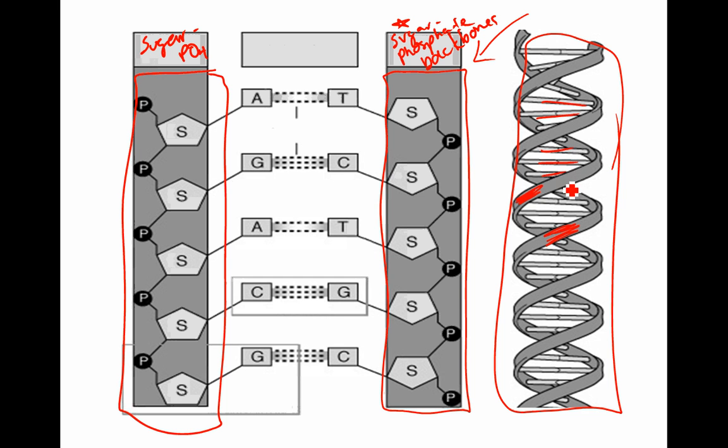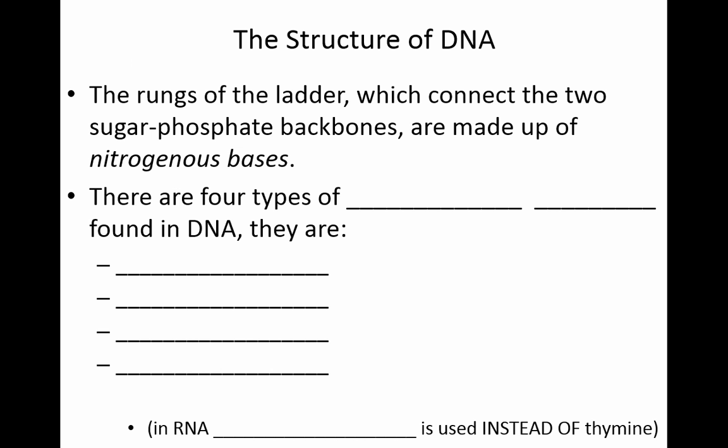here in the middle connecting the two sides. You'll see those represented here in the middle. We call those rungs of the ladder base pairs. The word pair meaning two, of course, and as you can see, each of the base pairs is composed of two molecules that are bonded together. The rungs of the ladder, which connect the two sugar phosphate backbones, are made up of a class of molecules that we call nitrogenous bases.